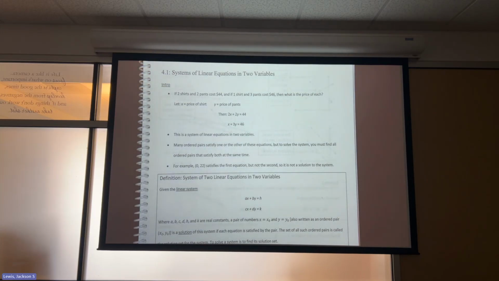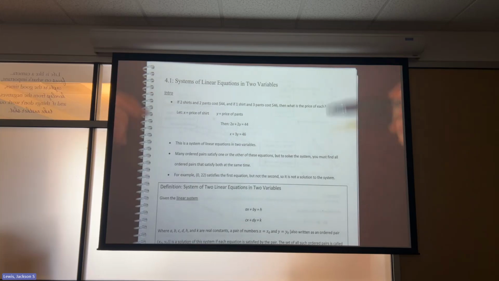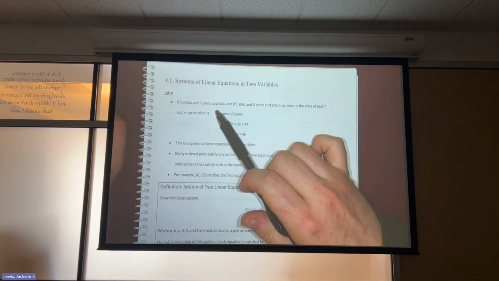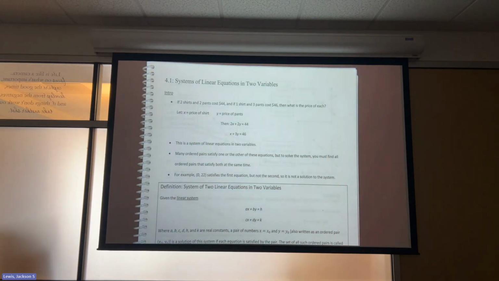All right. So over the past couple of lectures, we've been reviewing linear equations, graphing them, finding the solutions, all sorts of stuff. And now we're talking about solving multiple linear equations at the same time. Systems of linear equations. So we'll look at a couple of different ways. First, we want to consider what are some situations where we would need a system of linear equations. So for example, if 2 shirts and 2 pants cost $44 and 1 shirt and 3 pants cost $46, I'm going to find how much do shirts cost, how much do pants cost, given this information.